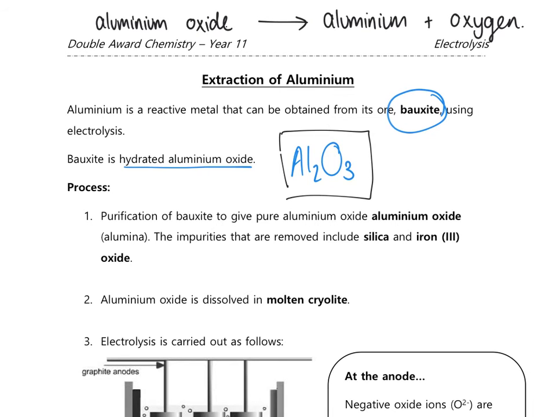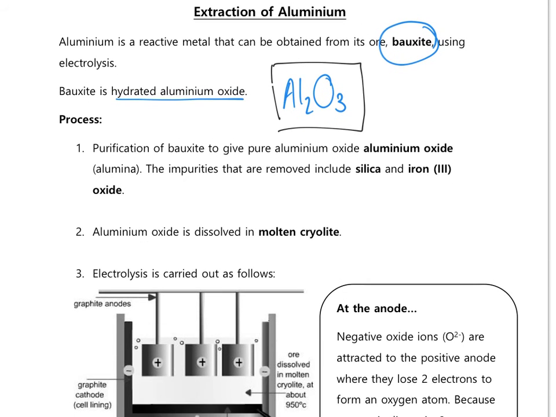The process you need to be familiar with. Again, this could come up on a long question. They might ask you to explain the process of the electrolysis of aluminium oxide, including observations and any equations that are involved at the anode and the cathode. Okay, so the first step is that we need to purify our bauxite. Remember, bauxite is the aluminium ore. And we need to purify that to get rid of impurities such as silica, sand, and iron oxide. So iron oxide also exists in bauxite as well.